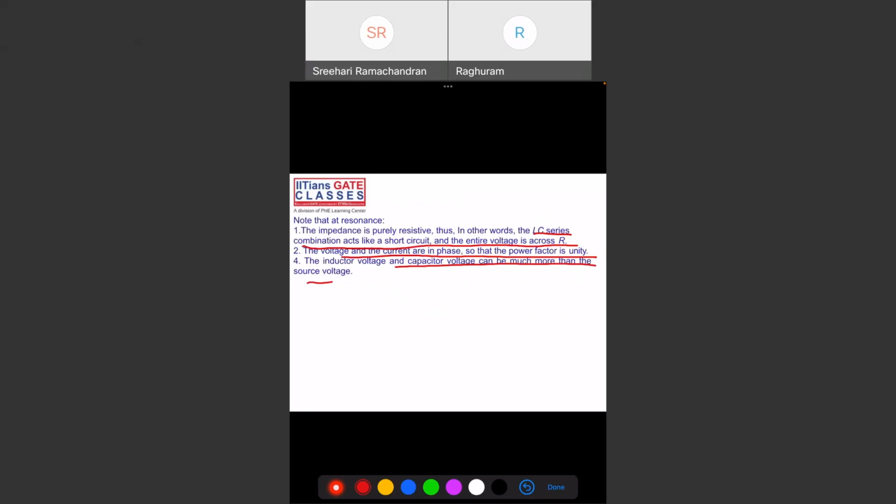So these are the important points: the voltage and current are in phase, that is, the power factor is unity. The circuit acts as purely resistive. In other words, the L and C series elements act as a short circuit and the entire voltage appears across R.